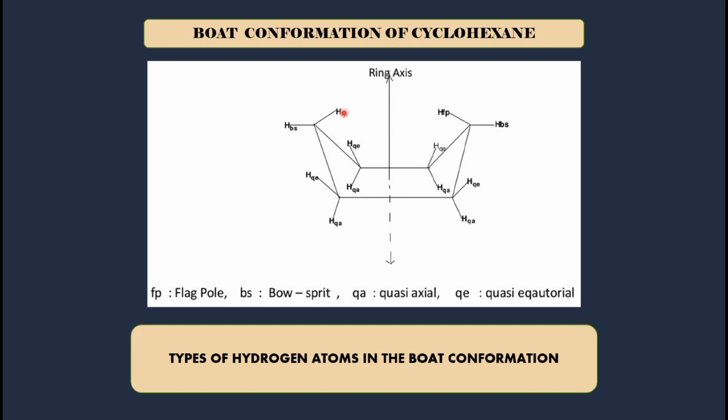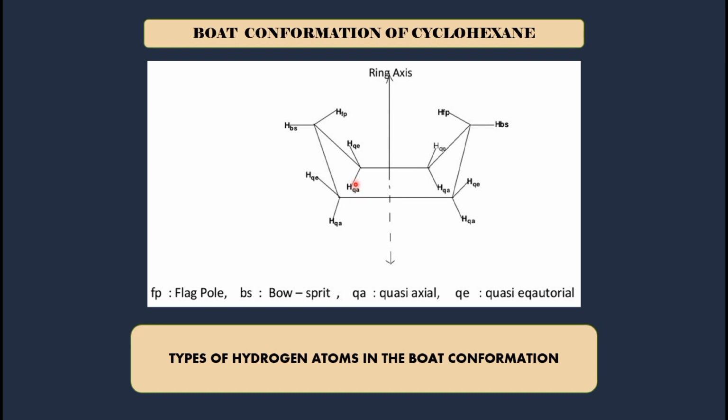Apart from these flagpole hydrogens, we have the 2 hydrogens at these 2 ends, which are denoted as BS. They are called bowsprit bonds. These bowsprit bonds are going away from the ring. And in this boat conformer, there is flagpole interaction that raises the energy.